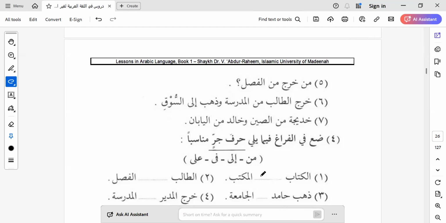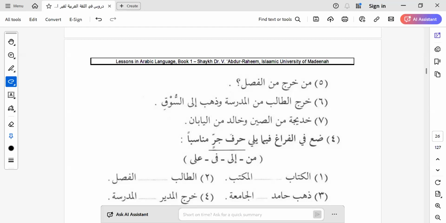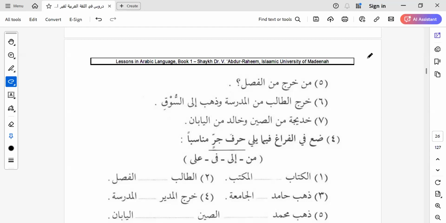Now let's move on. If we all understand this, then we know what we're doing. Now let's do what the instruction asks us to. Can someone read the instruction again? ضع في الفراغ فيما يلي حرف جر مناسبا. So the instruction says: put the appropriate حرف جر in the option in the blank space we have right here.